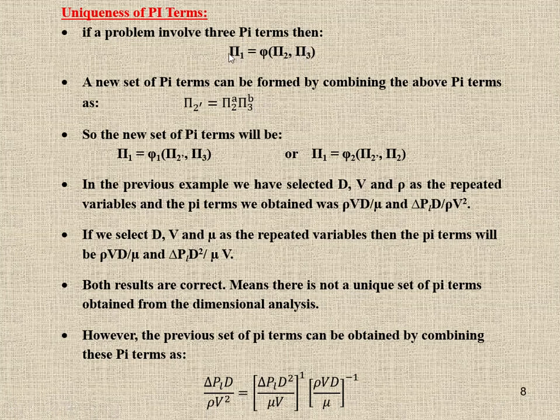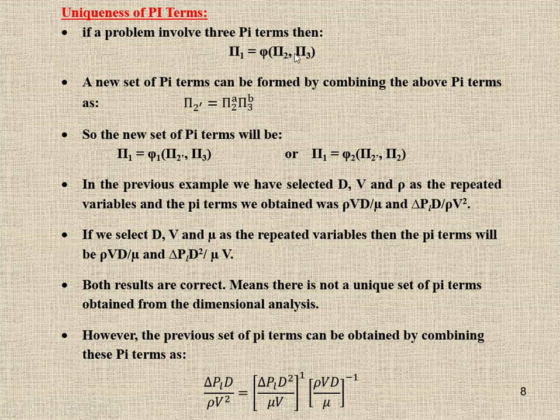Each has some combination, numerator and denominator, but if you multiply them together, you will find another new combination of pi terms. That means the combination of pi terms we have got by using dimensional analysis is not the only shape. You can find some other shape also, and that would be correct also. So you see, a new set of pi terms can be formed by combining the above pi terms.